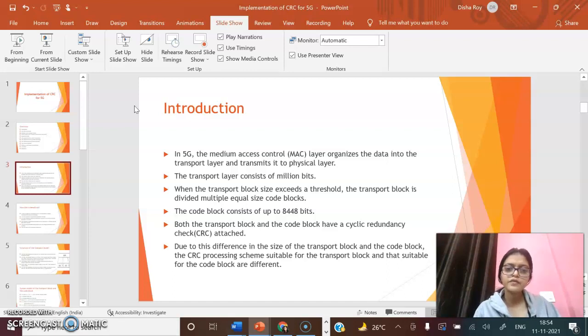Due to this difference in the size of the transport block and the code block, the CRC processing scheme suitable for the transport block and the one suitable for the code block are different. This is because of the difference in size.